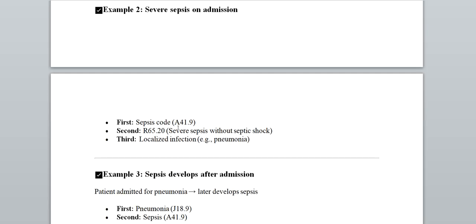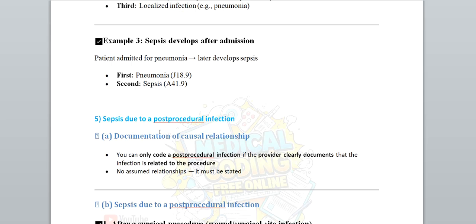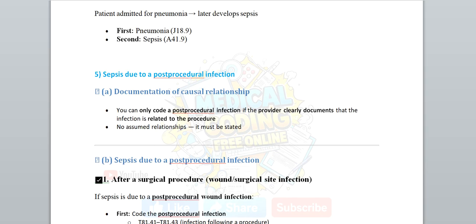So for severe sepsis on admission, first the sepsis code A41.9, second R65.20 severe sepsis without septic shock, then the localized infection, pneumonia. Now, sepsis developed after admission: the patient was admitted with pneumonia and later developed sepsis. First you code the pneumonia, then the sepsis. So, sepsis due to post-procedural infection: documentation of the causal relationship is needed. You can only code a post-procedural infection if the provider clearly documents that the infection is related to the procedure.